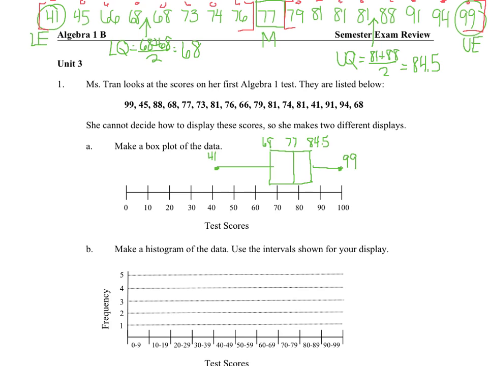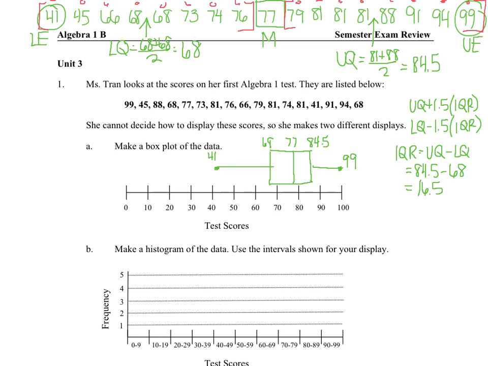Now, if in your class you learned how to find the outliers, I'll just do that really quick. Our outliers are upper quartile plus 1.5 times the IQR, and the lower quartile minus 1.5 times the IQR. My IQR is going to be the upper quartile minus the lower quartile. So 84.5 minus 68, which is going to equal 16.5.